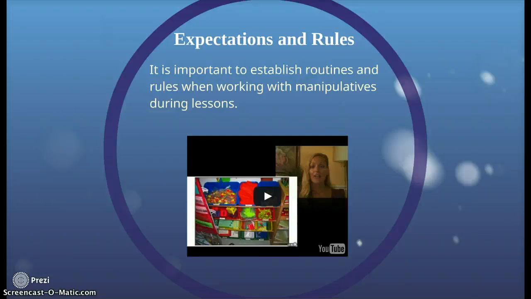Like with any other routine in your classroom, it is important to set up expectations and rules for using manipulatives. You can click on this YouTube video for some tips on establishing guidelines in your classroom for manipulative use if you'd like.